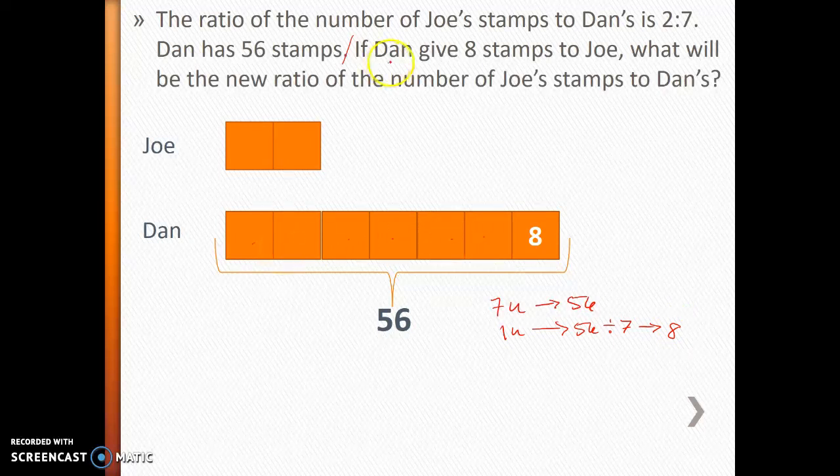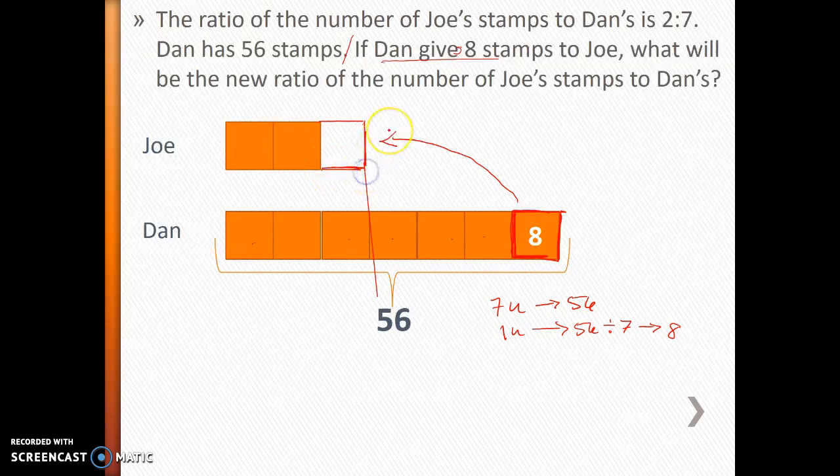Well, our after situation says Dan gives, I need an S right there, 8 stamps to Joe. What will be the new ratio of the number of Joe's stamps to Dan's? So what I'm going to do is take that unit of 8 away, and give it to Joe. That is the thing that's changing. That's our third core question.